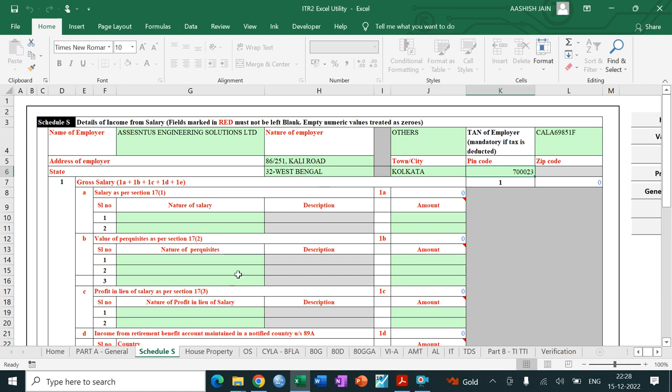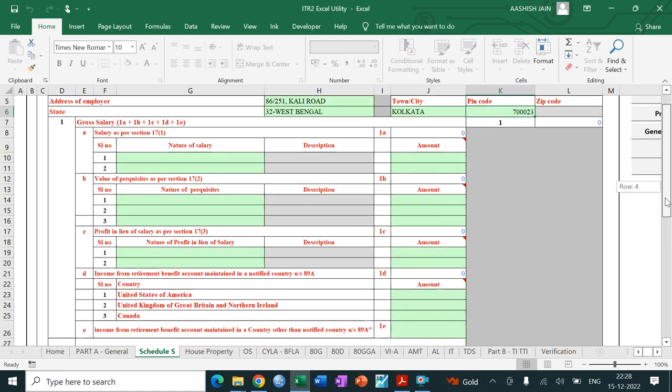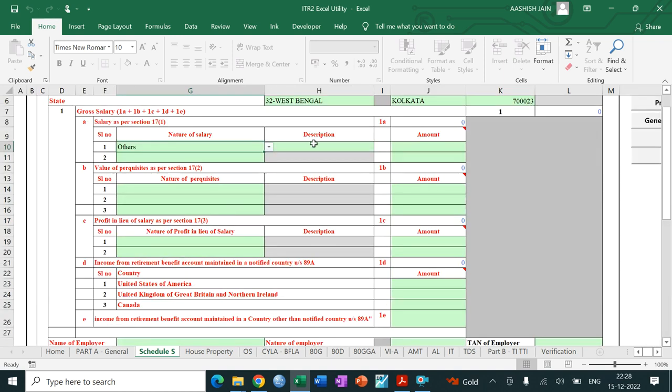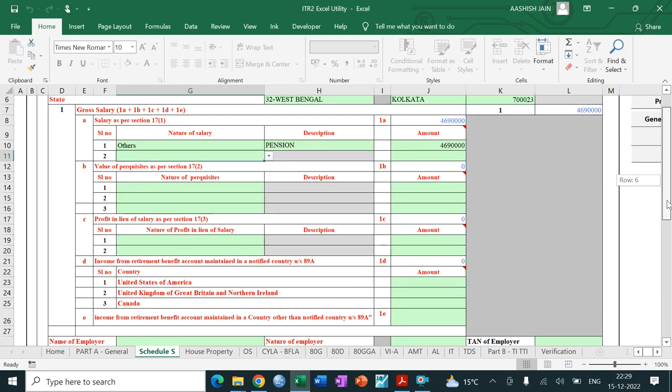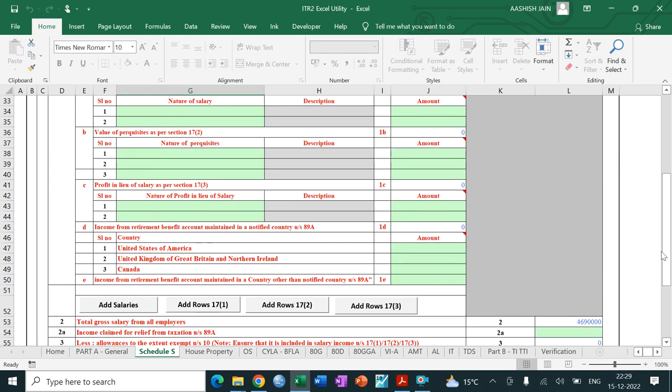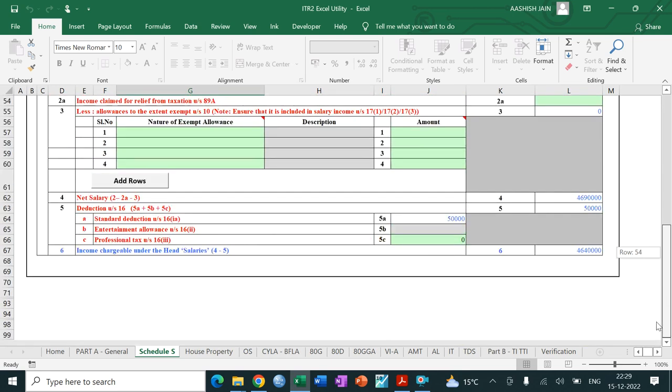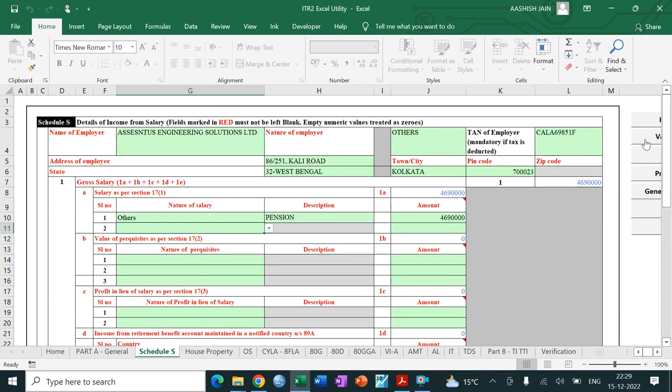Now we have been given only one piece of information regarding the salary, that is the pension, right? So simply select the other part and just mention here, that is pension. That's it, and add the amount, that is 46,90,000. Now in this case we don't have any information regarding allowances and perquisites. Validate the sheet, it is okay, and then go to next.